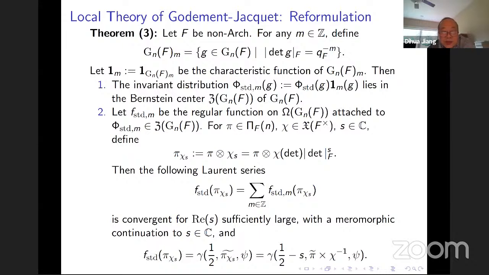And this you show that this function is actually equal to the Langlands gamma function. So in other words, the gamma function is not a regular function on the Bernstein variety, but you can cut it off by the slice, and each slice is a regular function on the Bernstein variety. Okay.